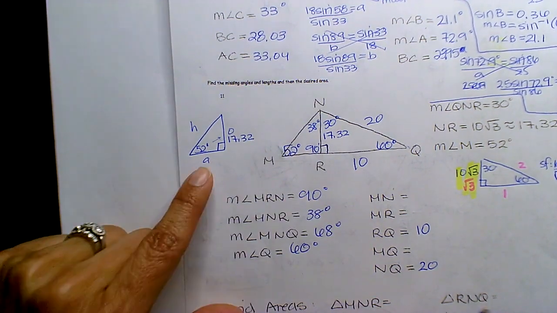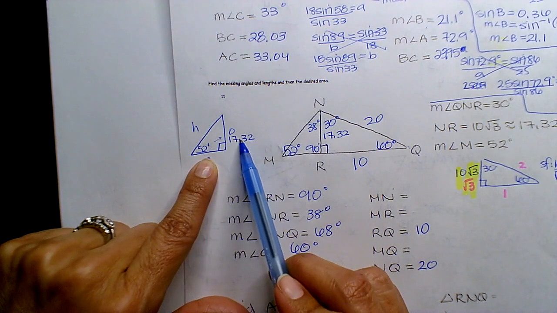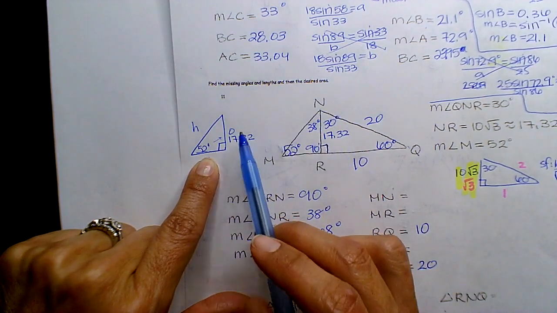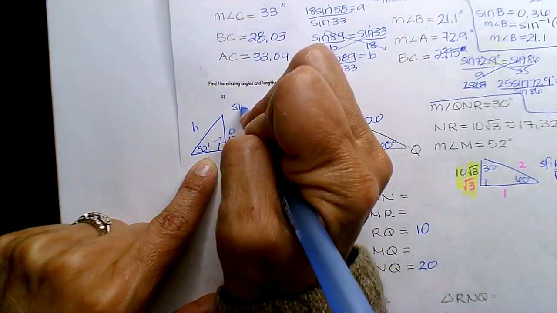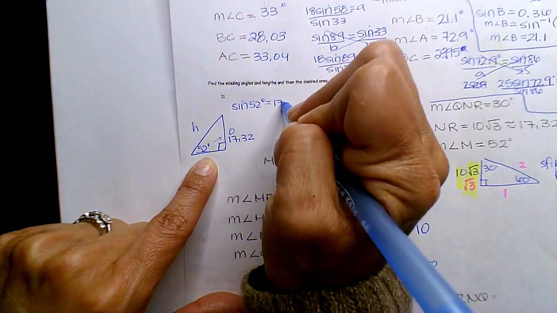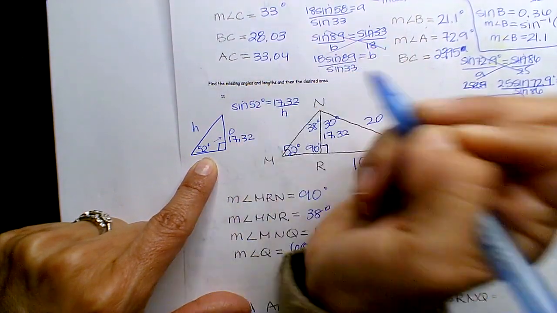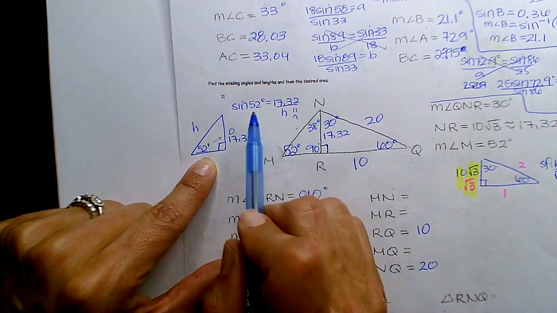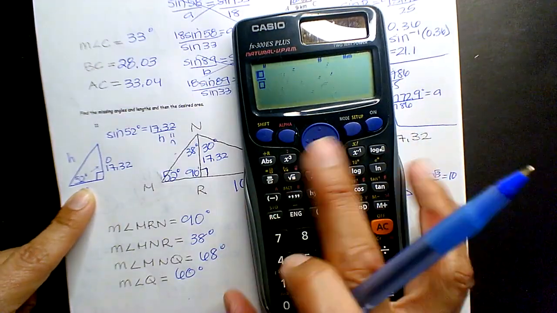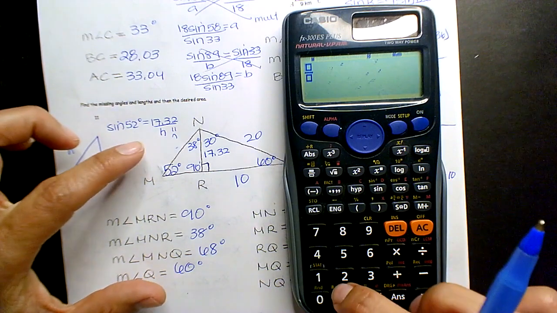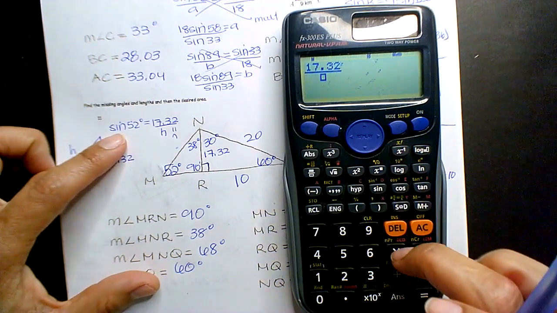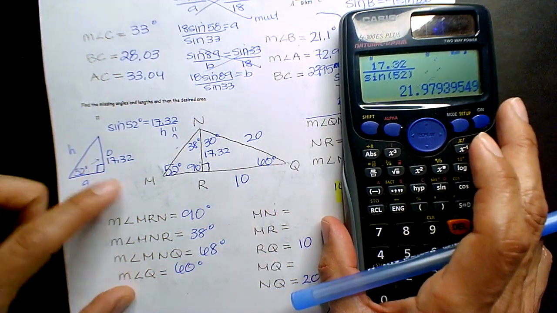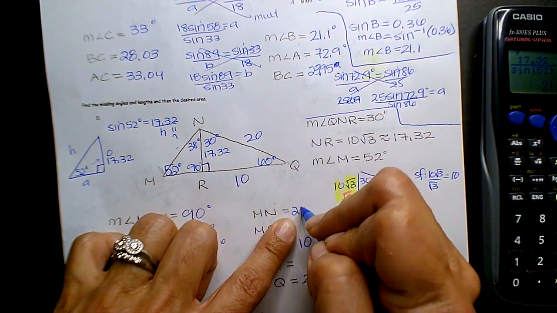First, I'm going to use the 52 degrees and that opposite 17.32 to find the hypotenuse, which is MN. So I'm going to use sine, right? SOH. So sine of 52 degrees is equal to 17.32 over H. Let's put H, but that's the side. Because it's a denominator, terrible, we have to swap it out, and you get 21.97. That's the hypotenuse MN, so that's here.